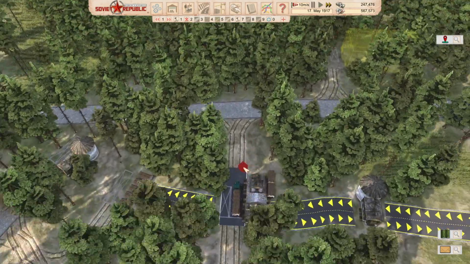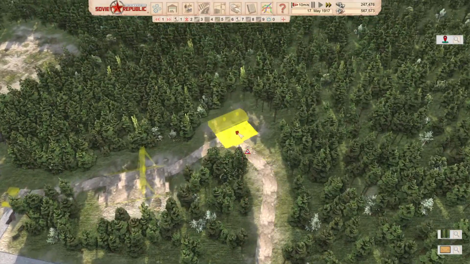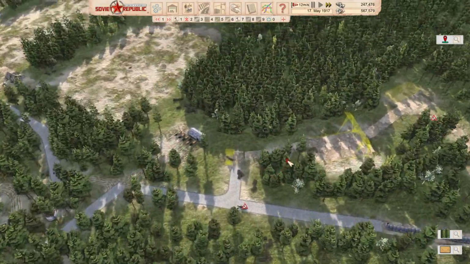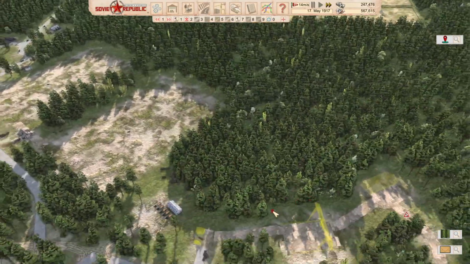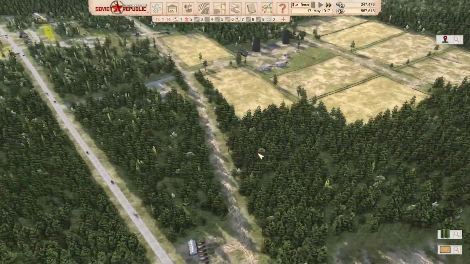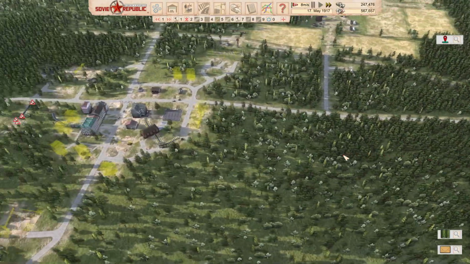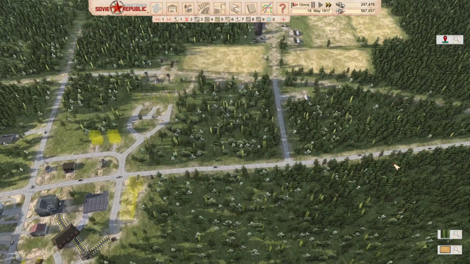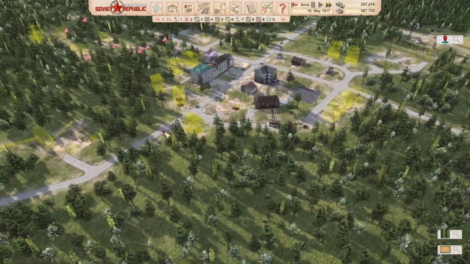Now, of course, the other thing I was working on in the last part was this new area here where we're going to be producing bricks, which is something else that we need to do. Because what I really would like to do is work hard towards becoming almost completely self-sufficient by the time the Civil War really gets going. But that might prove a little bit tricky.